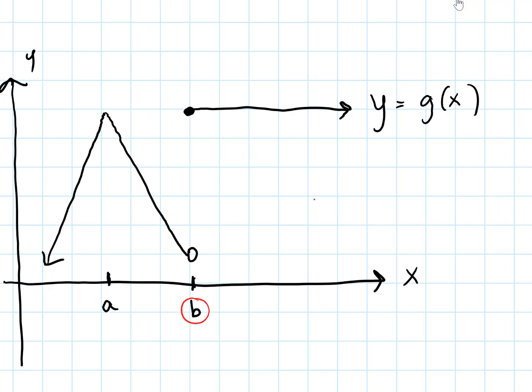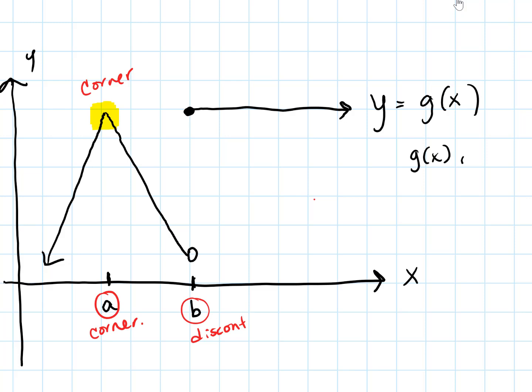The other issue we've got on this function is right here. The function is actually continuous right there, but it is a corner. And so at that corner, this was a discontinuity, and up at A, we had a corner. Those are the two places where this function is not differentiable.